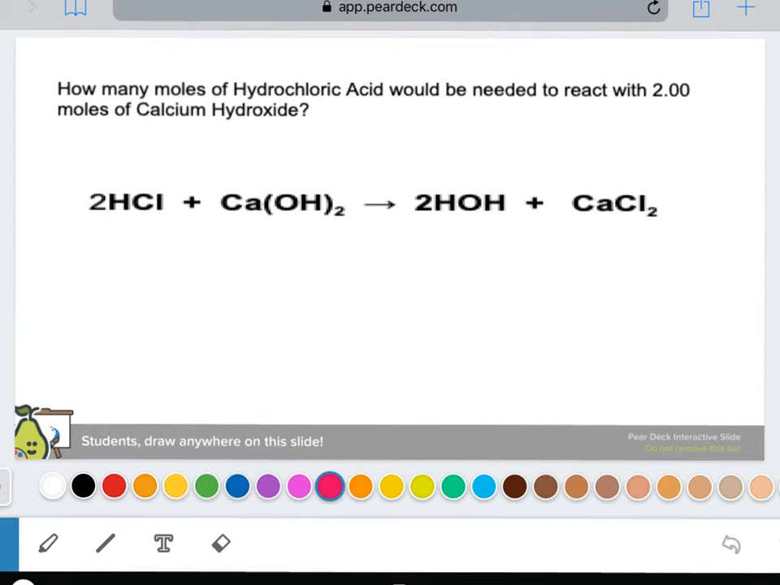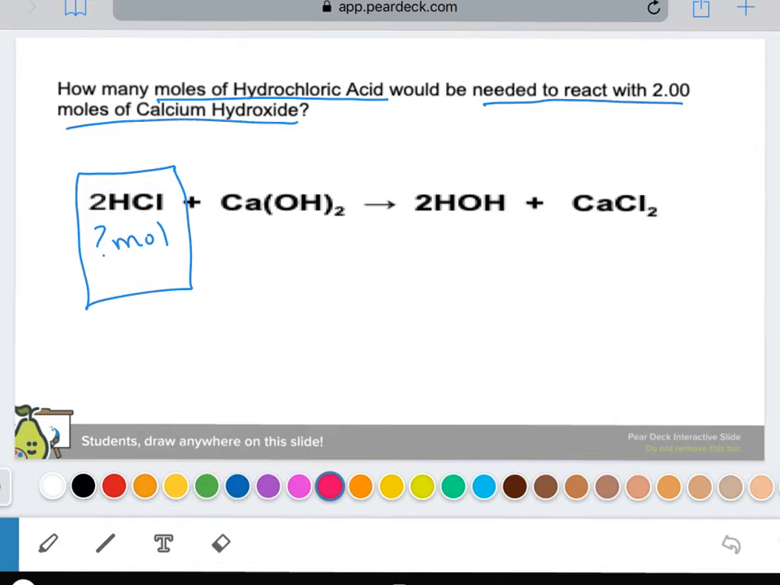Do I have a balanced equation? Yes, I do. Now I'm ready to start diagramming my problem. My question says, how many moles of hydrochloric acid? So I'm going to put a box around hydrochloric acid and put a question mark moles, because that's what the word problem says would be needed to react with 2 moles of calcium hydroxide. So I'm going to put a box around calcium hydroxide and put 2 moles.